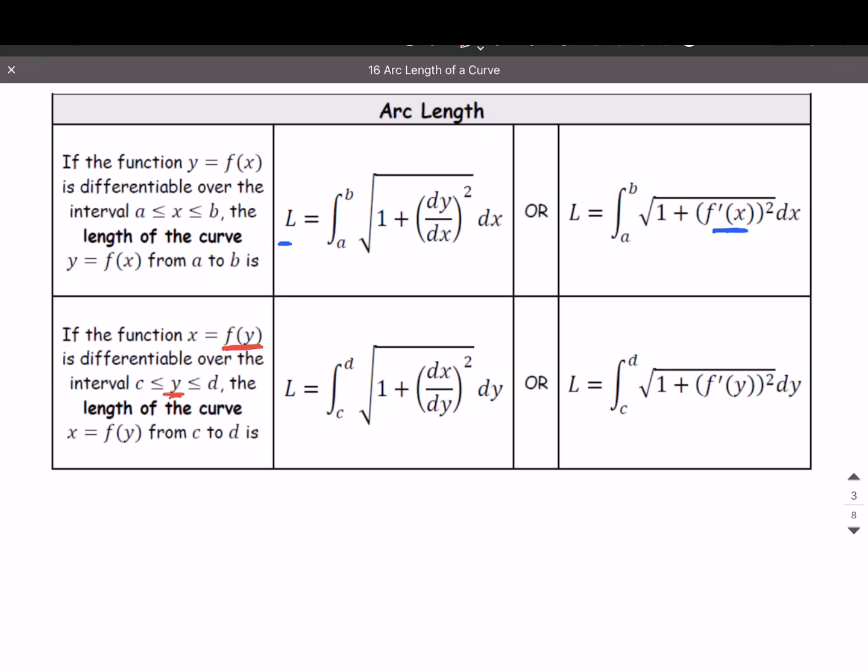We can also find the arc length if the function is defined in terms of y. Now, if y is between c and d, then our integral goes from c to d, and it's the square root of 1 plus, now it's the derivative of x with respect to y quantity squared dy, or the integral from c to d of the square root of 1 plus f prime of y squared dy.